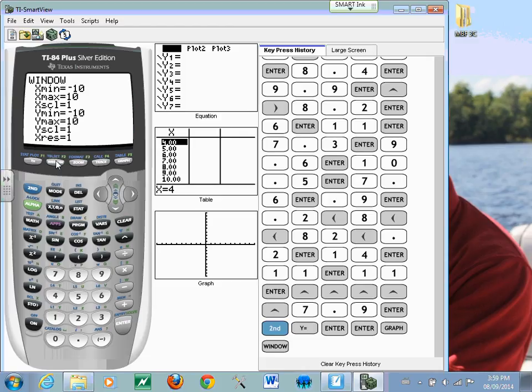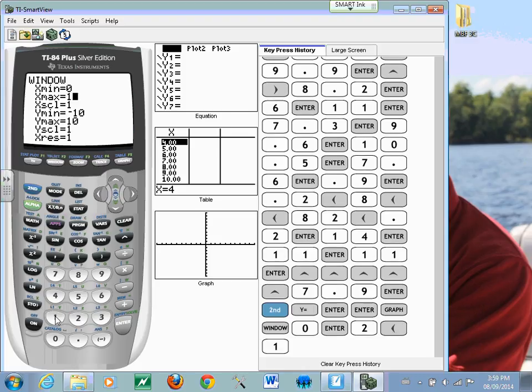But think about X min represents what we entered in on L1, which should be the diameters. Does it make sense to have negative values for your diameter? No. So we're going to let that be 0. Maximum, ladies and gentlemen, is around 10, so we're going to put down 12, just so that we see it. Okay, so 12. Okay, hit enter. The scale they suggest is 2, so they're going to go up by 2 centimeters each time.